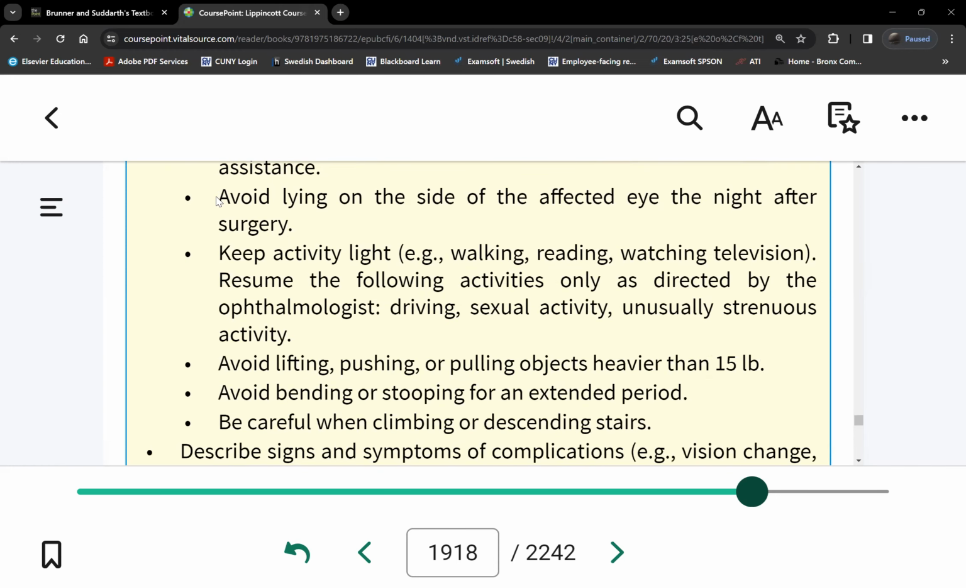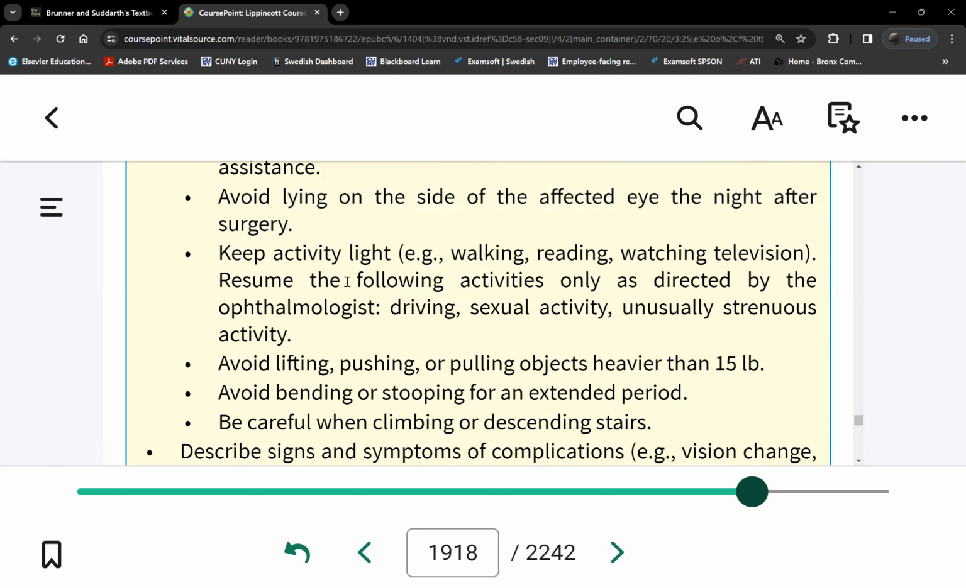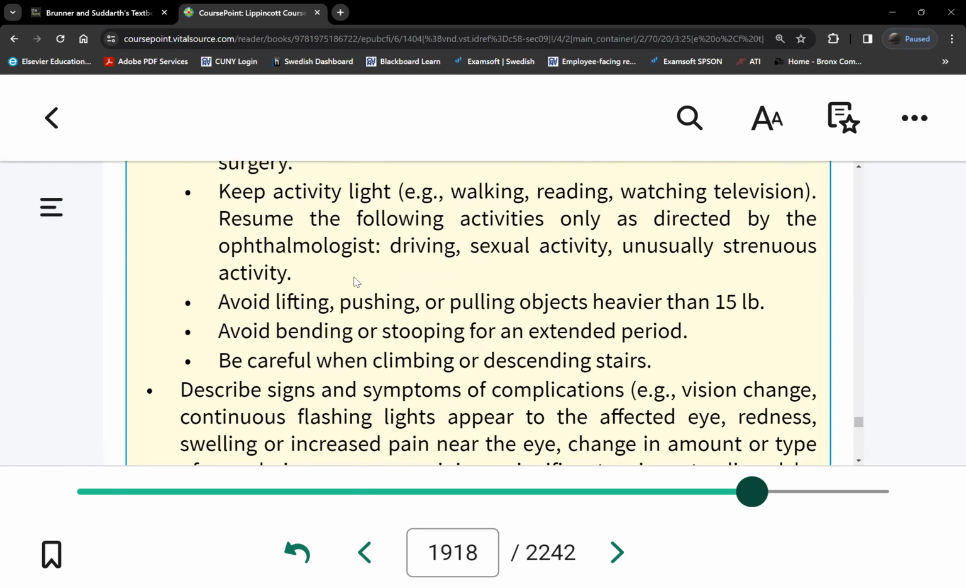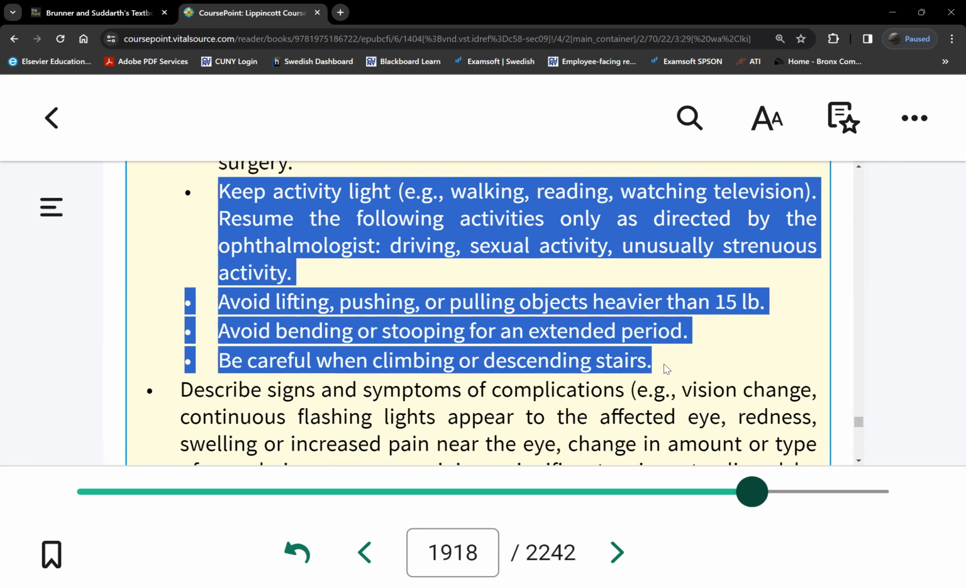So how do they sleep? Not on the side of the affected eye, because that will decrease drainage. So here are again the activities that will increase intraocular pressure. So again, these activities all do what? How? You are holding your breath, right? Can you climb stairs or go up and down stairs without holding your breath? No. Can you have sexual activity without holding your breath?